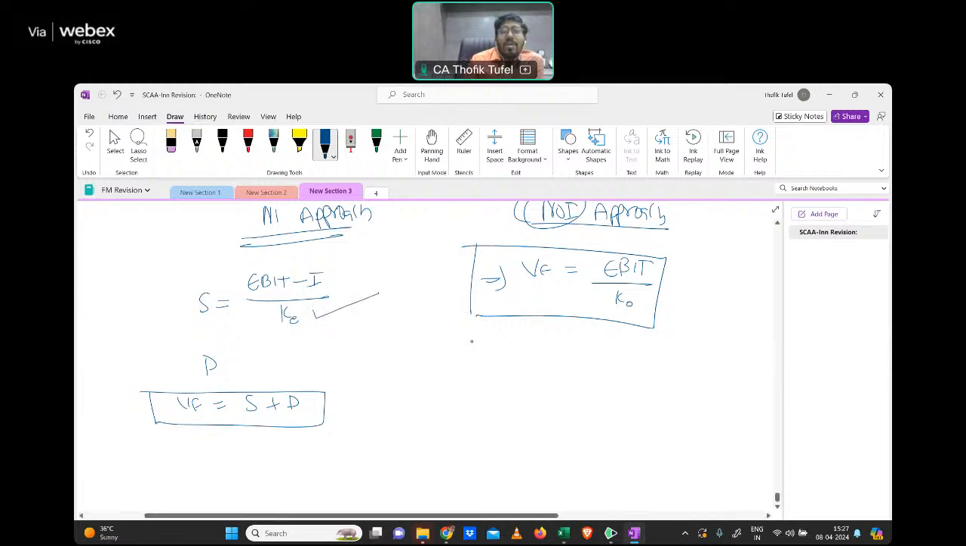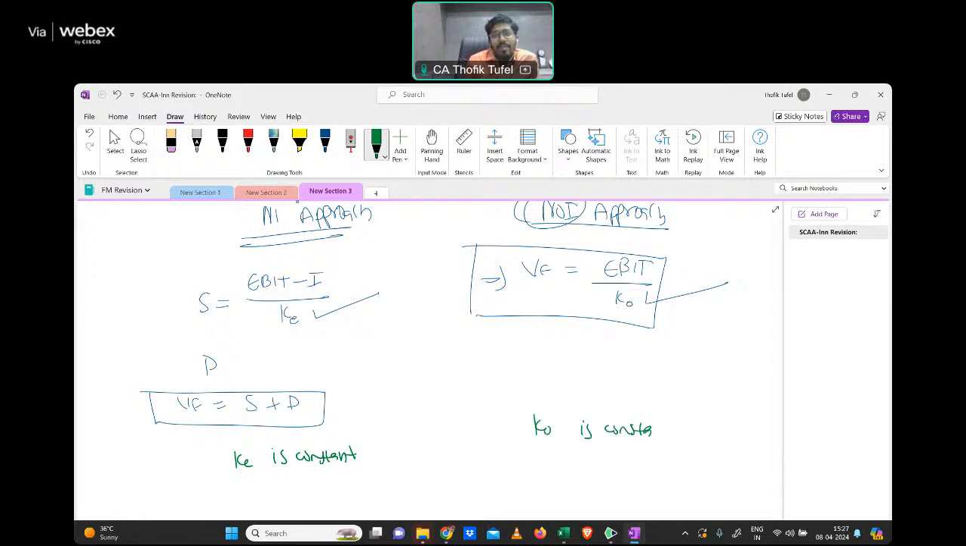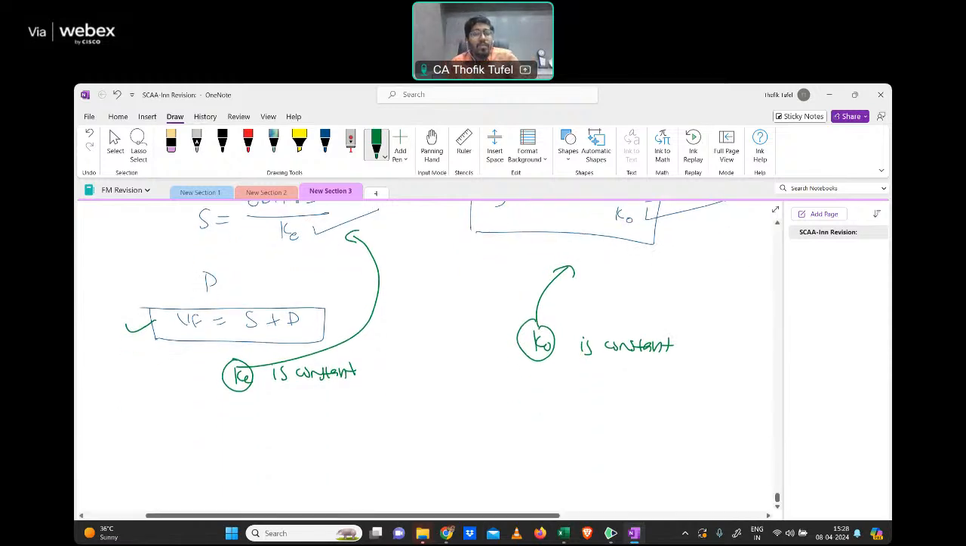So here KE will be available with you, and here KO will be available with you. That is the reason you have an assumption here. Here the assumption is KE is constant, and here the assumption is KO is constant. So here using KO, you are finding the net operating income approach. Here using KE, you are finding the net income approach, the value of the firm. So here KE is constant, and using this you will find KO.